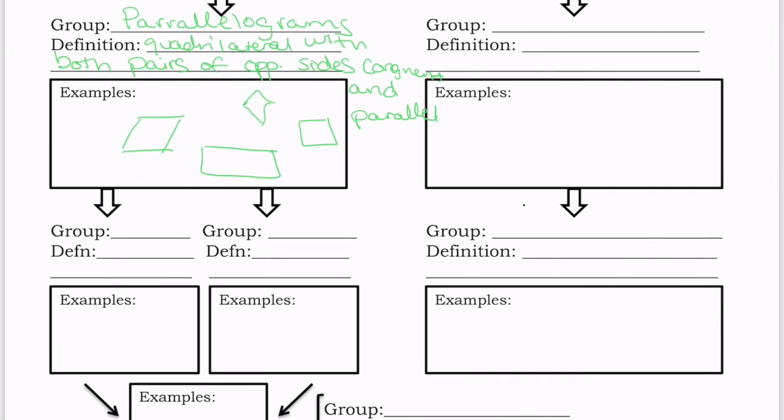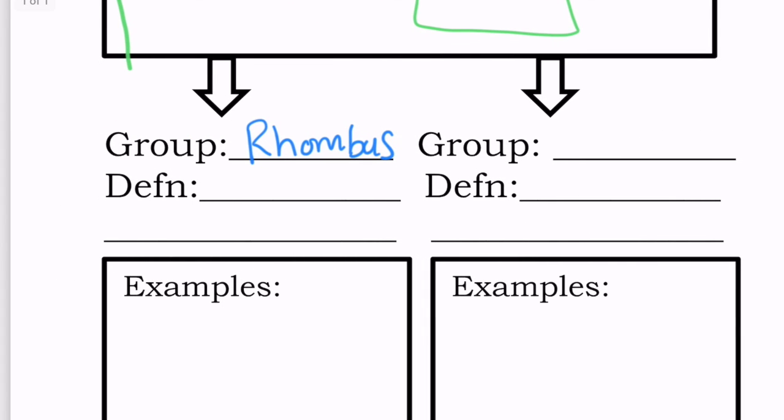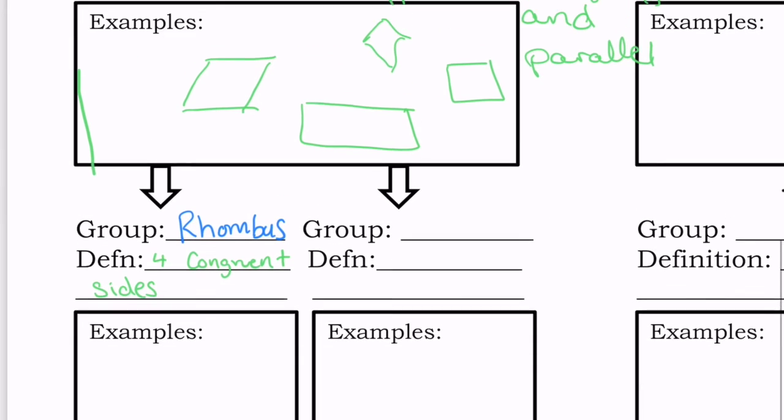The next group we're going to talk about is the rhombus, because that is actually a type of quadrilateral. Our rhombus, I'm going to scroll in here. It's a quadrilateral that has four congruent sides. And all those sides also happen to be parallel.